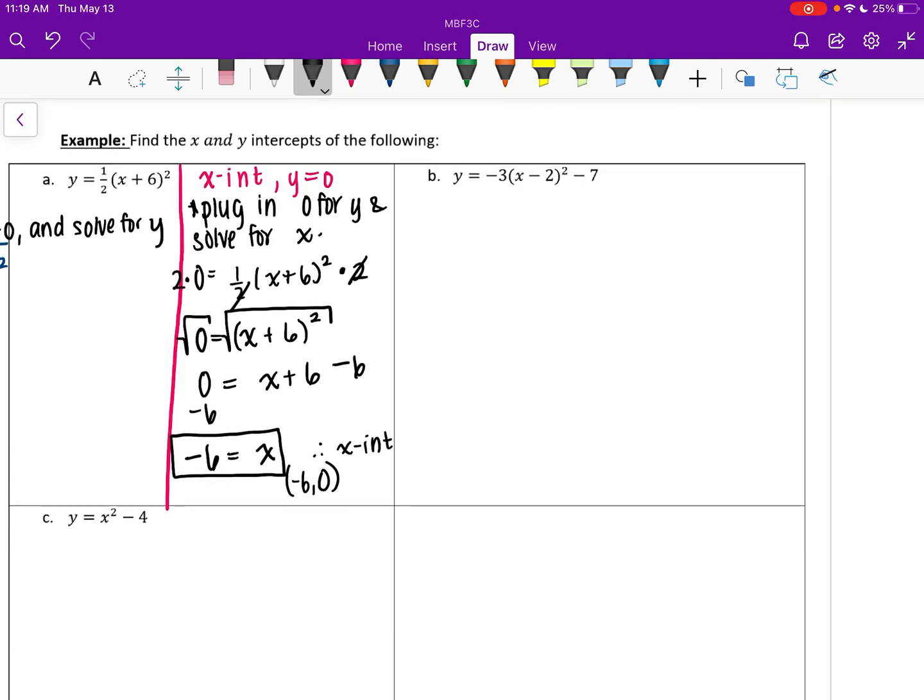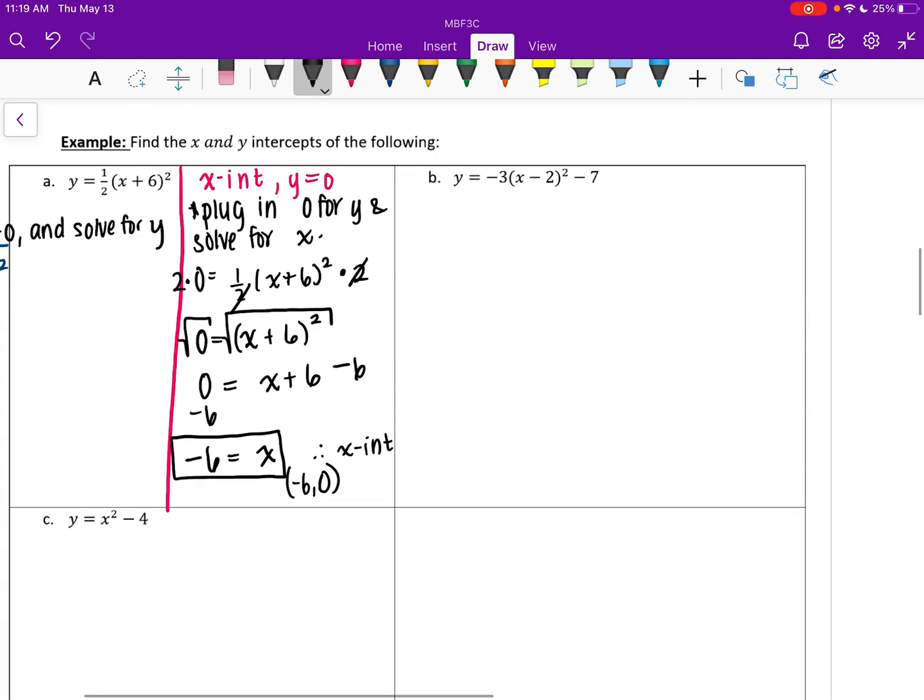Right, and it's important to have that negative because it's shifted, and that makes sense. Because it's positive 6 here, we know it's shifted to the left by 6, so it makes sense that the vertex would be negative 6 and 0.